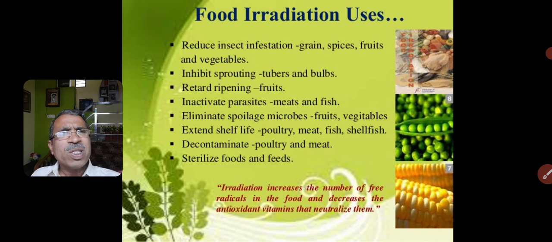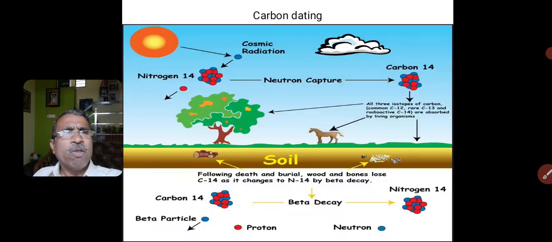This is one more slide, on food irradiation and its uses. It reduces insect infestations in grains, spices, fruits and vegetables. It inhibits sprouting, retards ripening, inactivates parasites, eliminates spoilage microbes, and so on. So these are the applications of food irradiation.